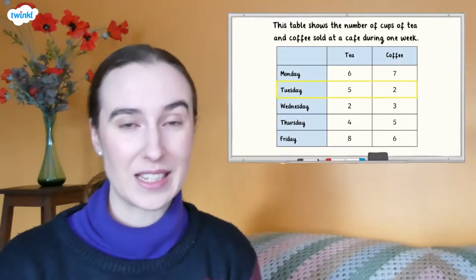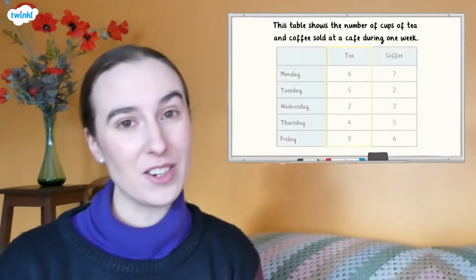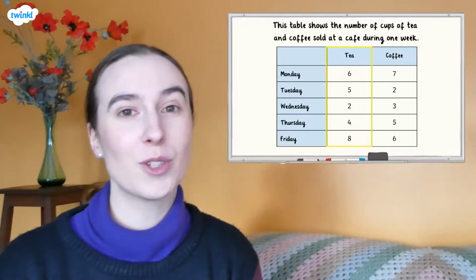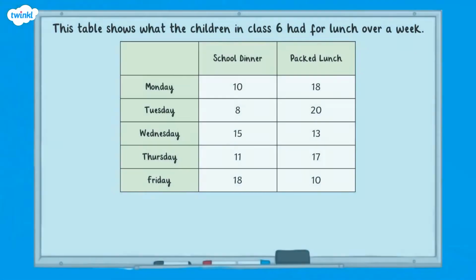Horizontal lines of data are called rows. Vertical lines of data are called columns. Let's see if we can read and interpret some of the information from this table to answer the questions.